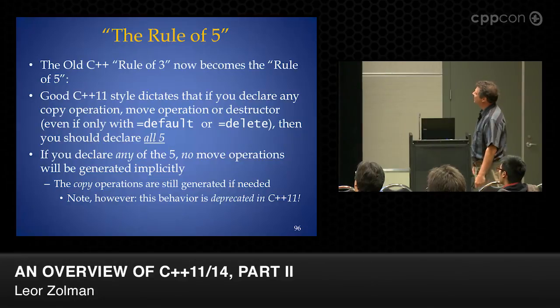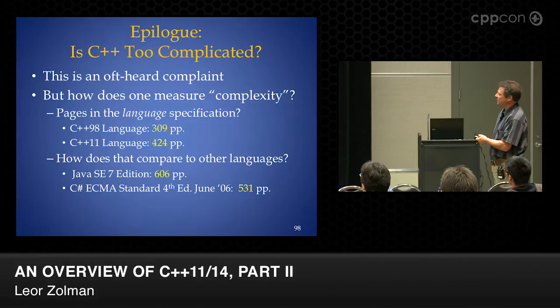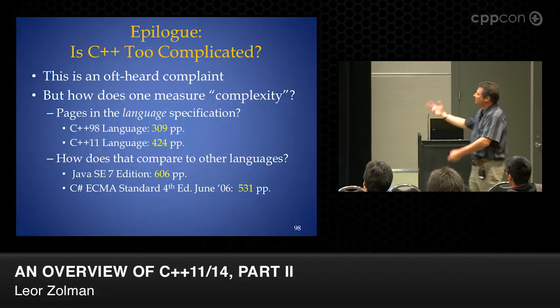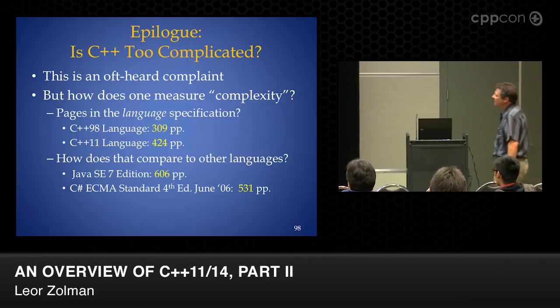We're out of time, so I'm just going to stop with this little overview of the evolution of the language. Is C++ too complicated? Anybody ever thought that? This is really getting complicated. If you actually look at the length of the language specification, C++98, I'm just talking language, not library, it was 309 pages. C++11 is up to 424 pages, compared to Java, 606 pages for version 7. C#, 531 pages. Right? Now, some of this may have to do with the size of the font, and I don't know. But basically, it's not that dramatically more complicated. If anything, it's less complicated, right?